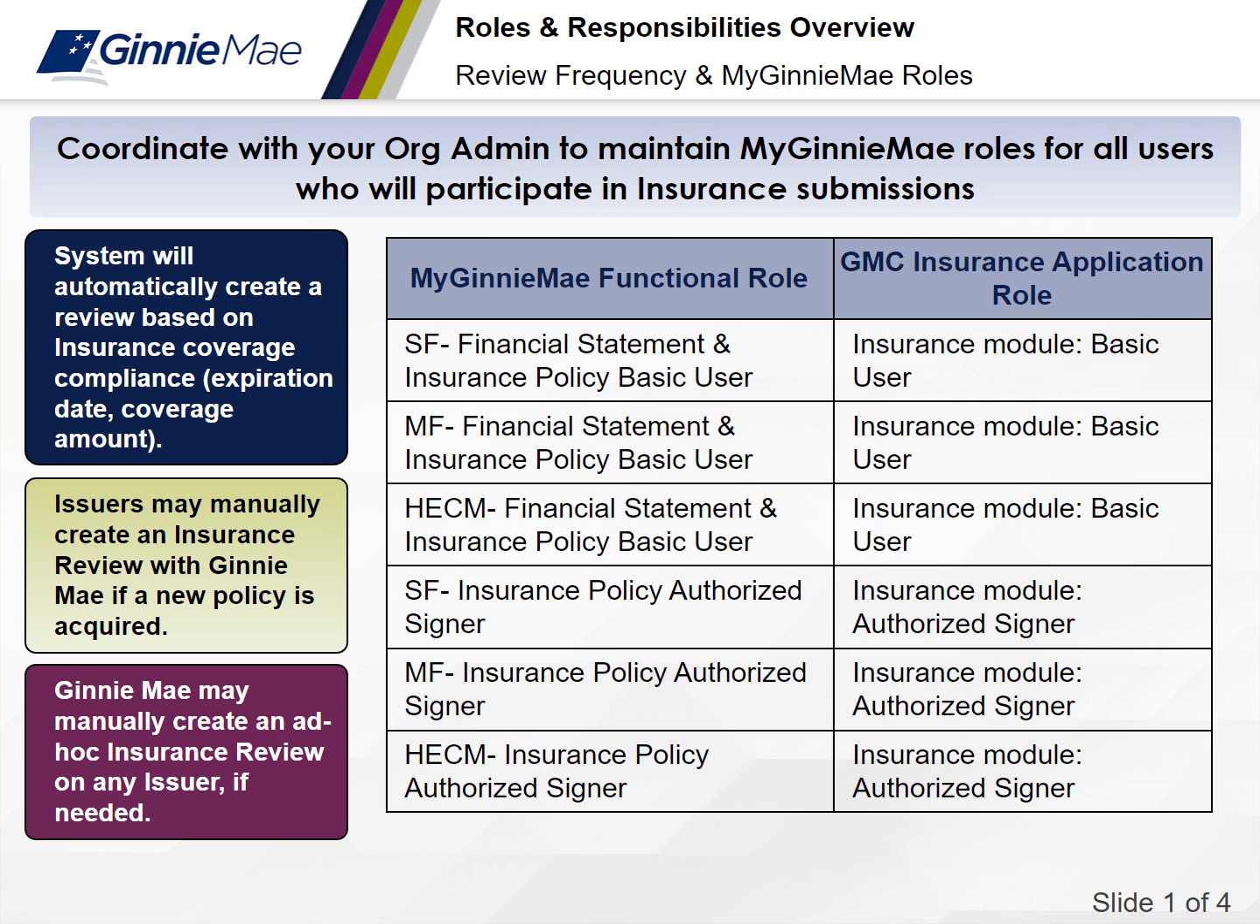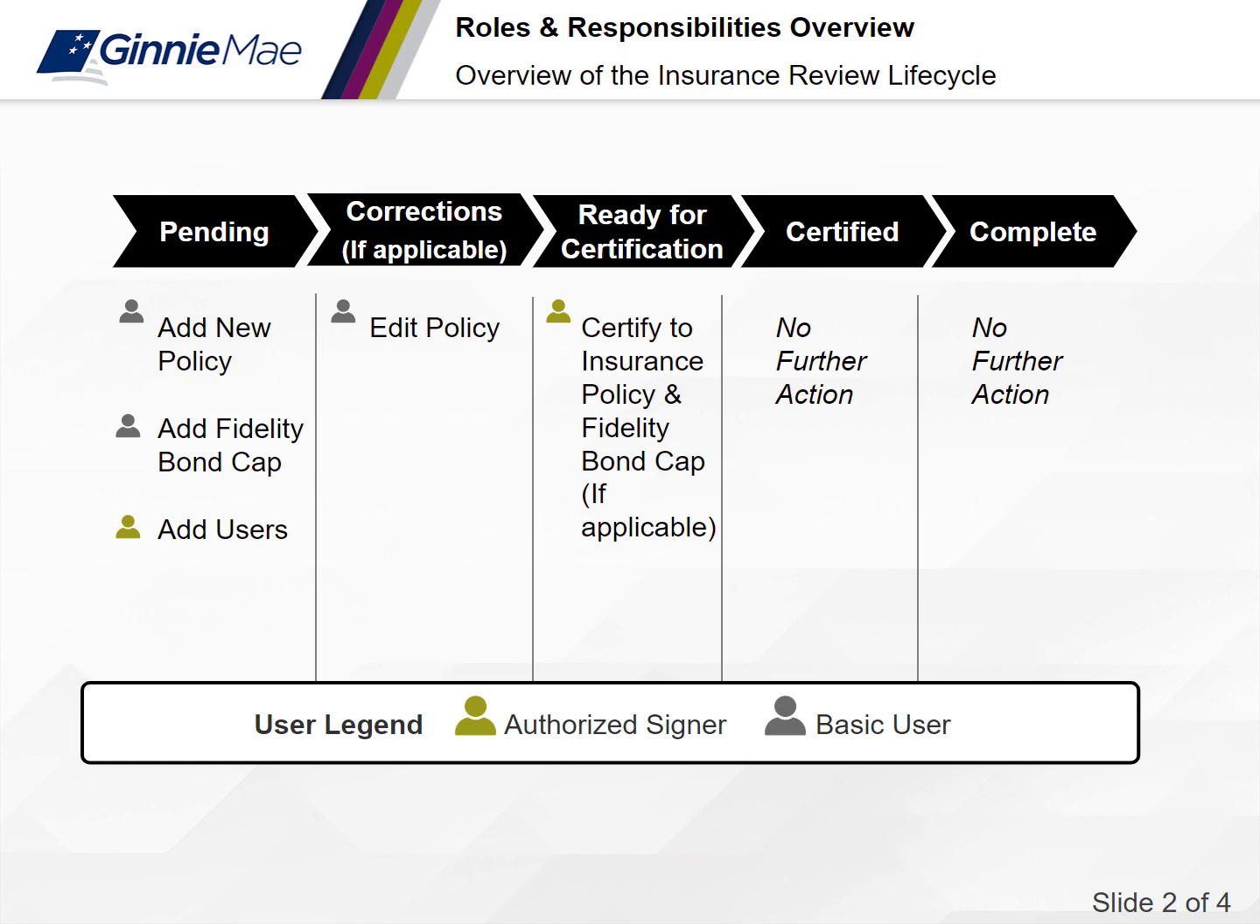Issuers who participate in insurance reviews must coordinate with their organization admins to maintain My Ginnie Mae roles for all users who will participate in the review. Here is an overview of the Insurance Review Lifecycle. The insurance lifecycle contains 5 phases, from pending to complete. This e-learning will cover each phase in depth. Throughout this training, you will see demonstrations on how each action is performed in the application.